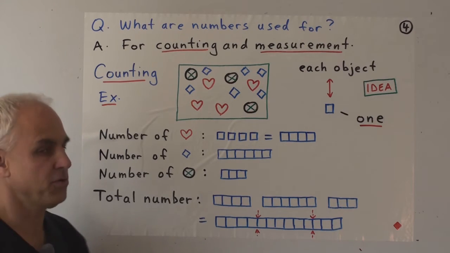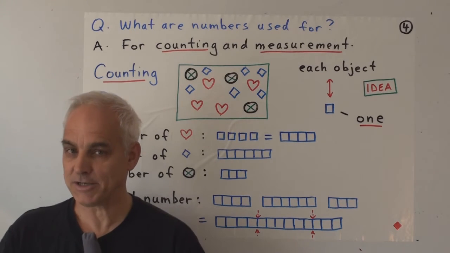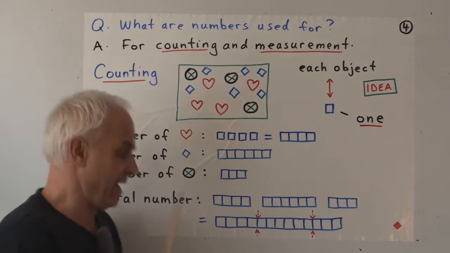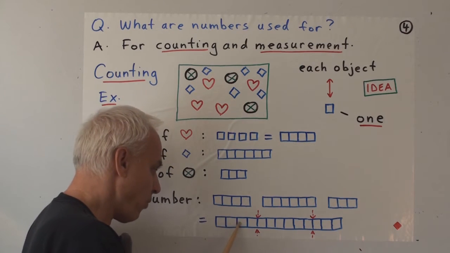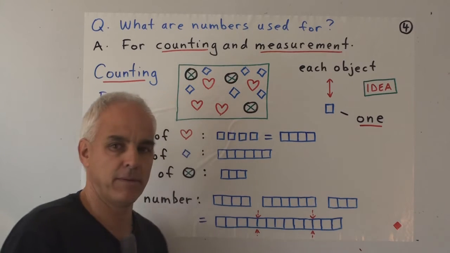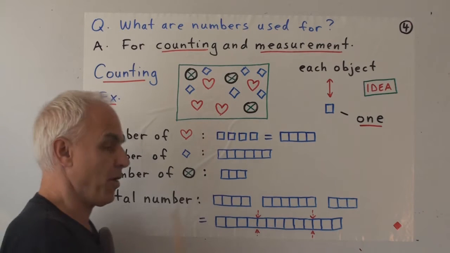So what's the answer to the total number of objects in the little box? Well, the only answer we can give, if we're going to say an answer, would be 1, 1, 1, 1, 1, 1, 1, 1, 1, 1, 1, 1, 1. That's how many objects there are in the box.